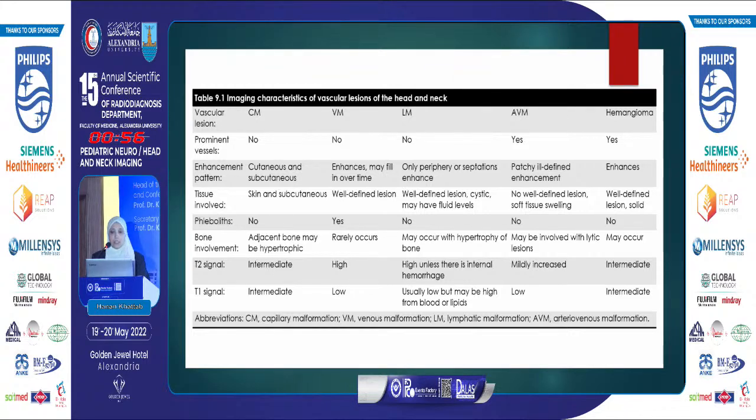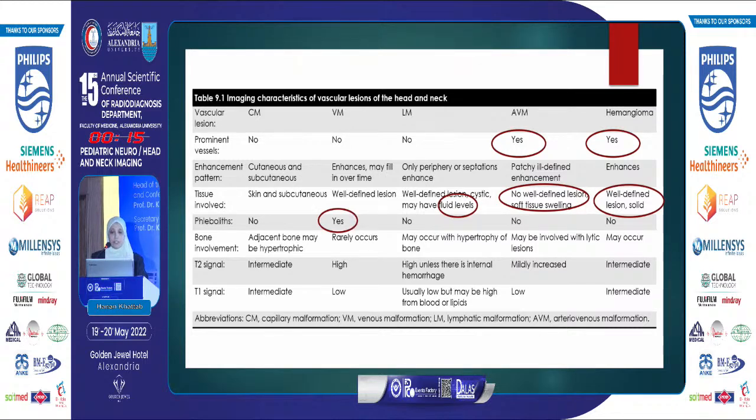For the important diagnostic imaging features, the prominent vessels, or on MRI the flow voids, or at ultrasound the arterial vessels, could be seen in arteriovenous malformation and hemangioma. The enhancement pattern is cutaneous and subcutaneous in capillary malformation. No enhancement or only peripheral enhancement in lymphatic malformation. Patchy enhancement with gradual filling in is the venous malformation, and diffuse intense early enhancement is seen in hemangioma. Fluid leveling is characteristic for lymphatic malformation. Soft tissue mass is seen with hemangioma, whereas in arteriovenous malformation there is no associated soft tissue mass. Phlebolith is characteristic for venous malformation.